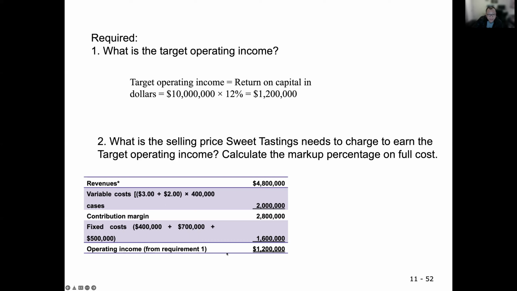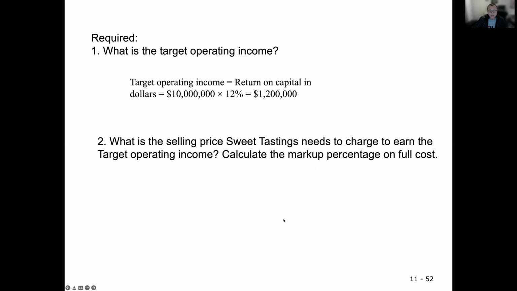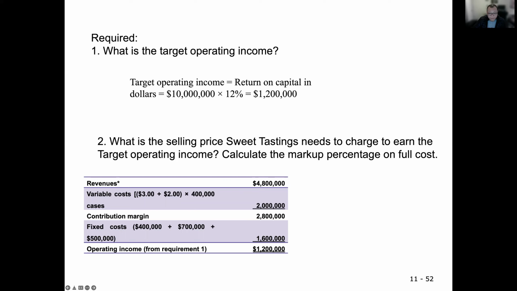Then my operating income plus my fixed cost equals contribution margin, 2.8 million. We also know the variable cost is 3 for manufacturing and 2 for marketing and distribution. And for next year, they are going to produce and sell 400,000 units. So this variable cost is 2 million. Contribution margin is 2.8 and my variable cost is 2 million, so my revenue has to be 4.8. You can see I'm working backward to figure out what my total revenue should be.